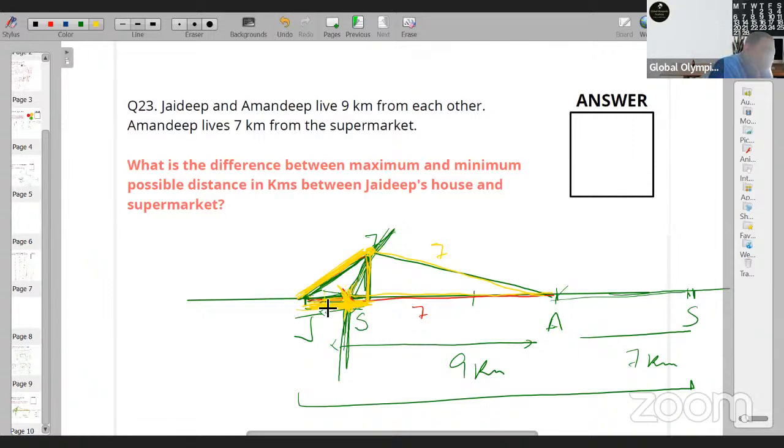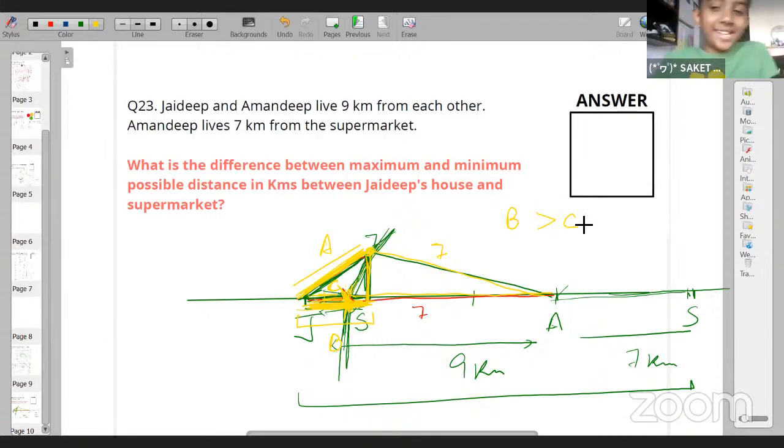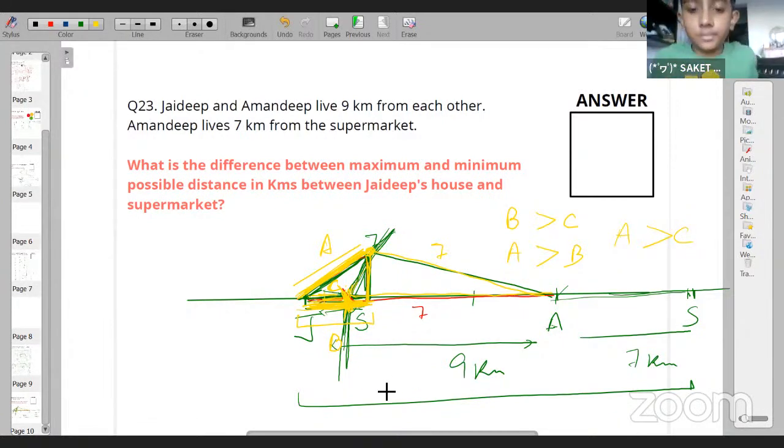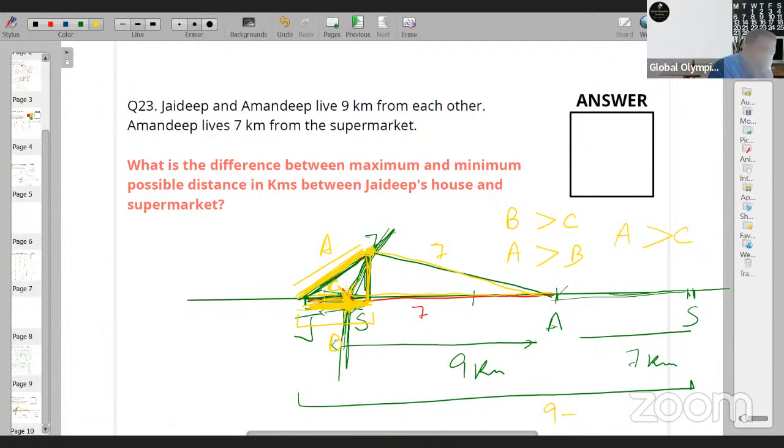Let's say this is the base, and let's call it B. Let's call this A, and let's call this short distance C. We can very clearly see that B is greater than C, and A is also greater than B. Therefore, A is definitely greater than C. That is the logic. So in this case, the distance will be 9 minus 7, which is 2 kilometers. Therefore, the difference between maximum and minimum will be 16 minus 2, which is 14.